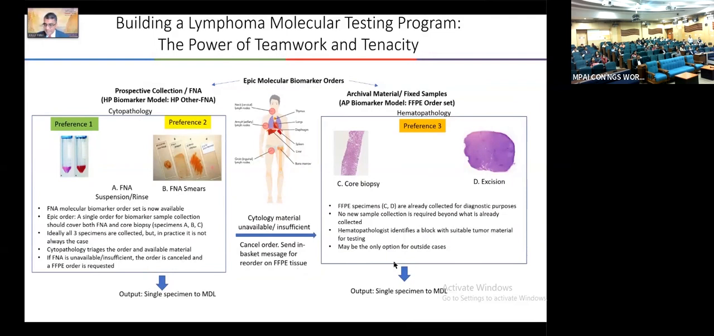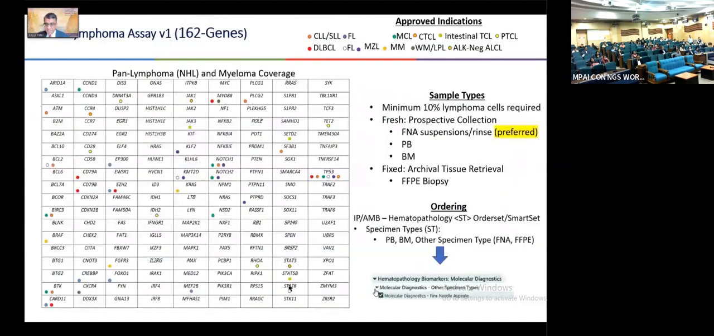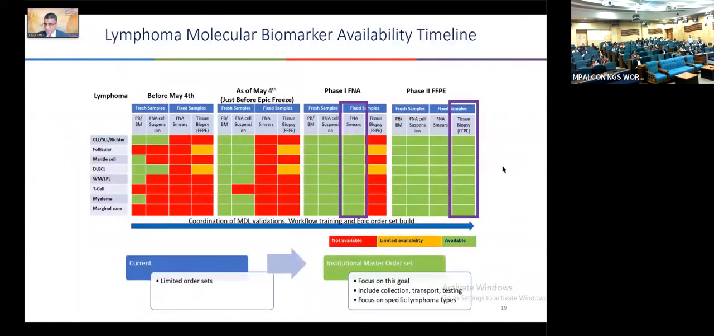of teamwork and tenacity. We were able to work through lots of challenges, and I'm pleased to announce that for the last several years we've been routinely testing the lymphoma using our custom design, again 162 gene panel, which is what we call a lymphoma panel, and it does have coverage for a large number of non-Hodgkin lymphoma as shown here. Again, implementation of something like this can be very complex.